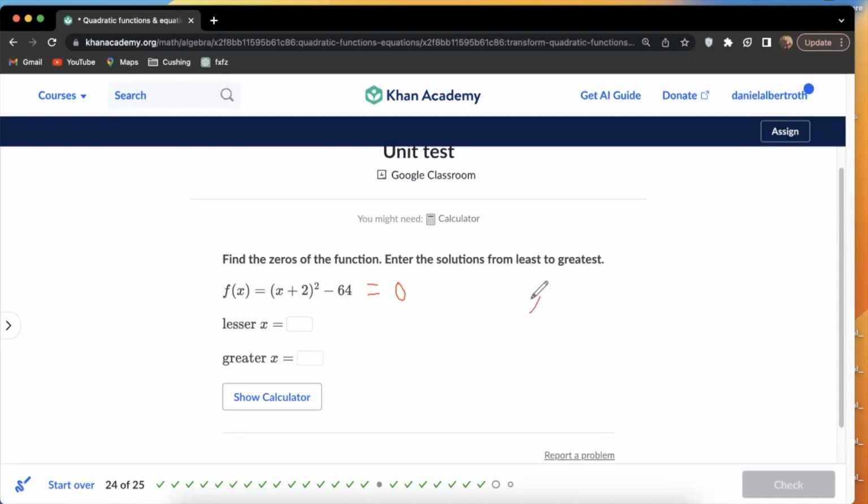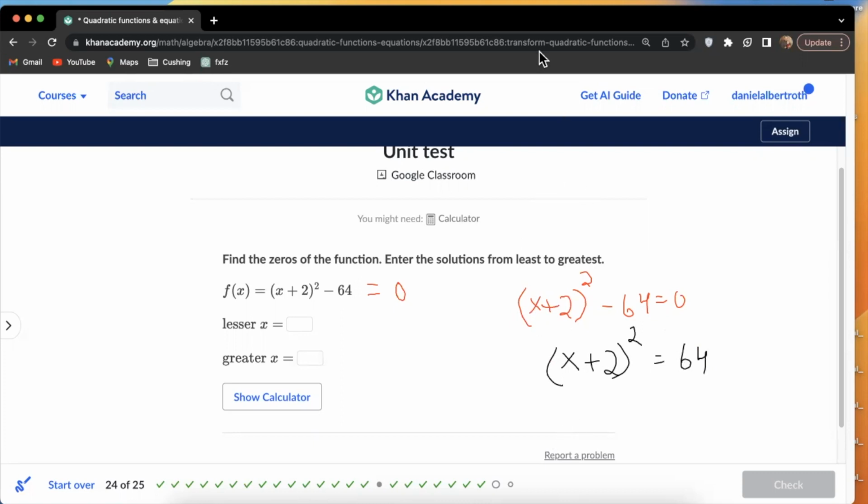So what I'm going to do is I'm going to take x plus 2 squared, just rewriting, x plus 2 squared minus 64, that equals 0. To solve this, I'm going to add 64 to both sides. So x plus 2 squared equals 64.